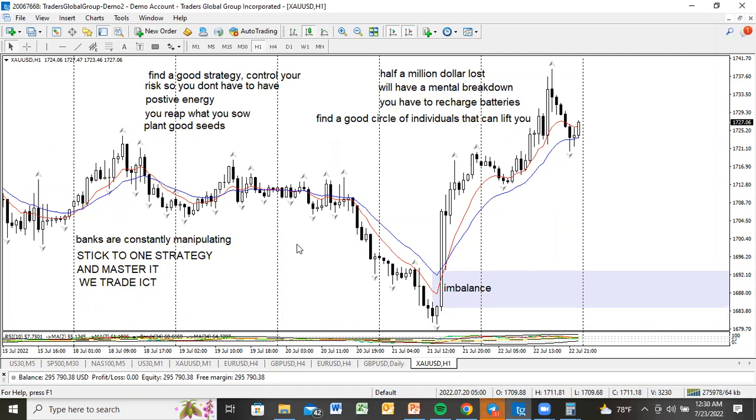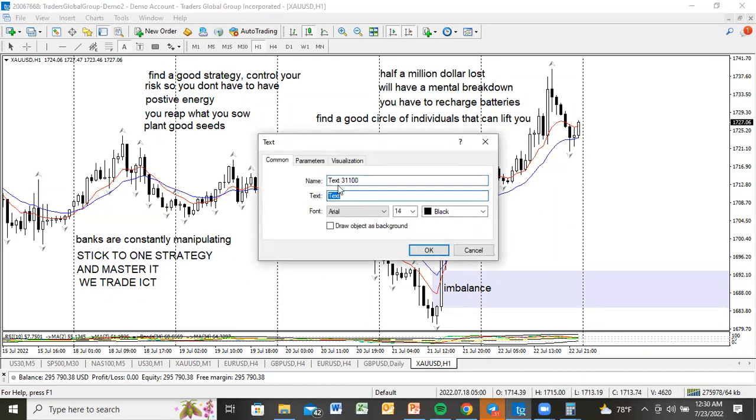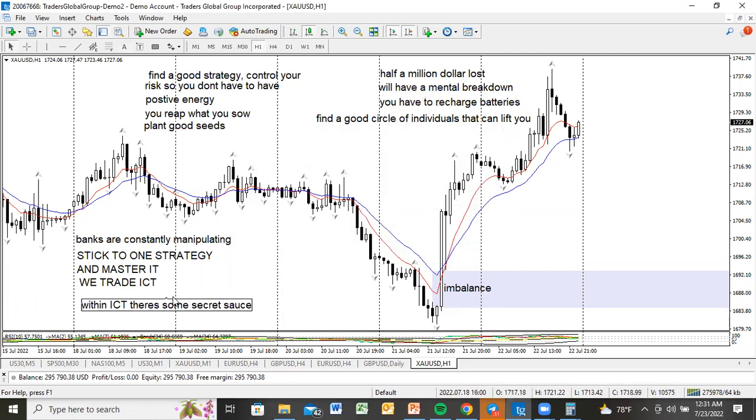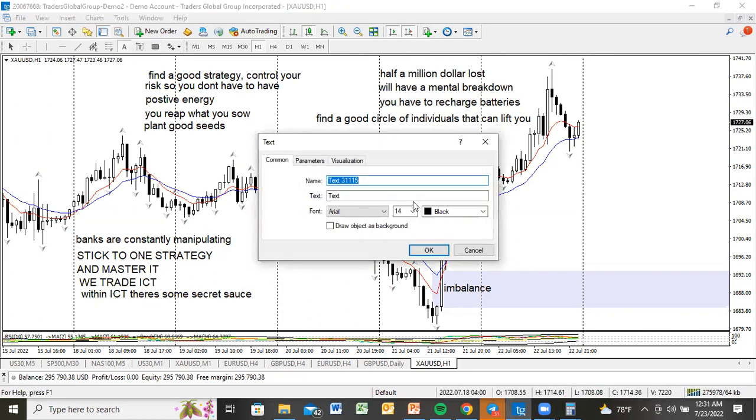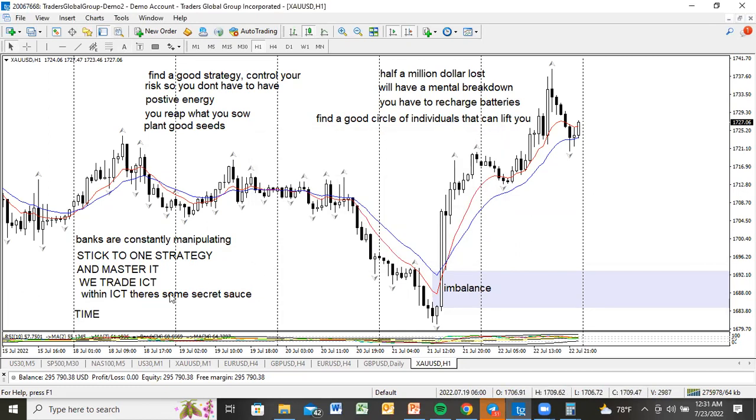Then within ICT, there are some critical sources that you must have. One of those sources I've given you this morning, in this webinar, is time. There's another source, there are about 5 of them, not in the generality of the ICT strategy. For those of us who trade ICT, there are some critical things that you must apply if you want to be an ICT guru. You must know.